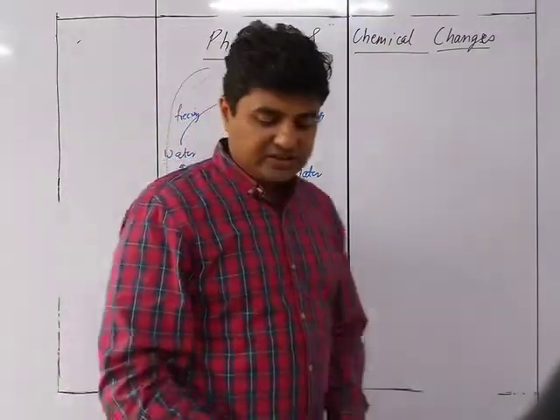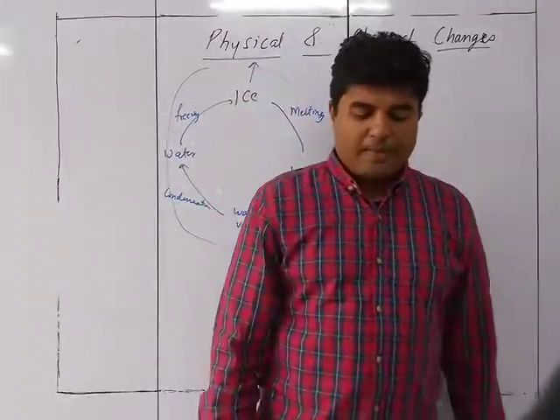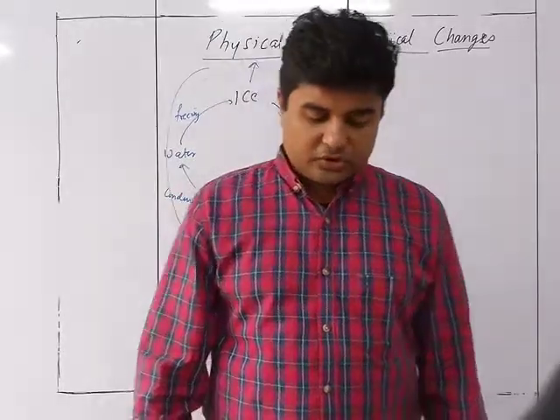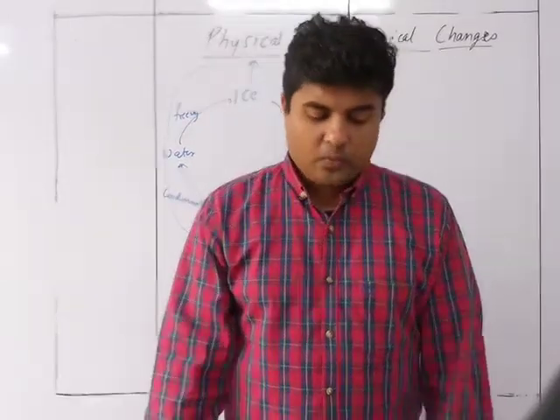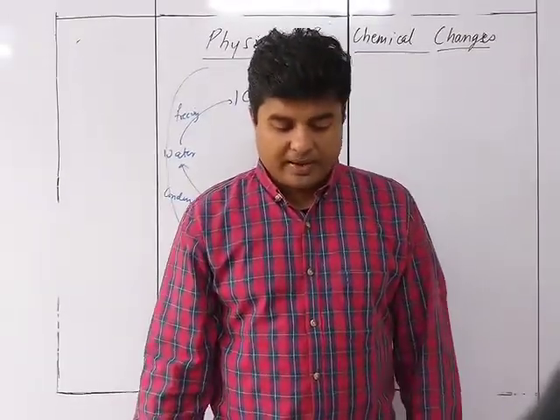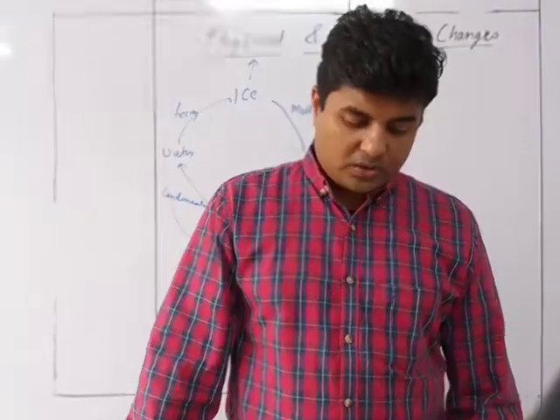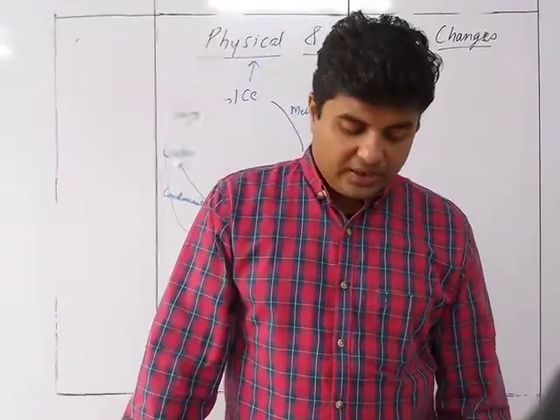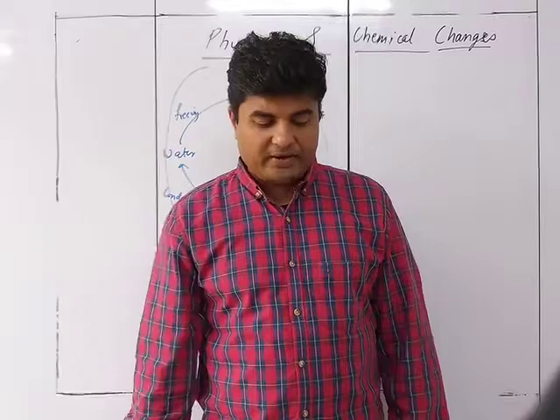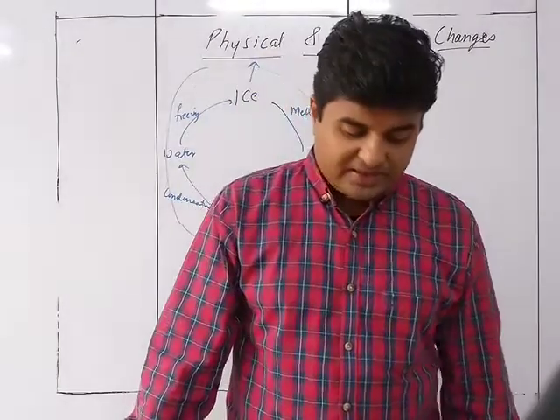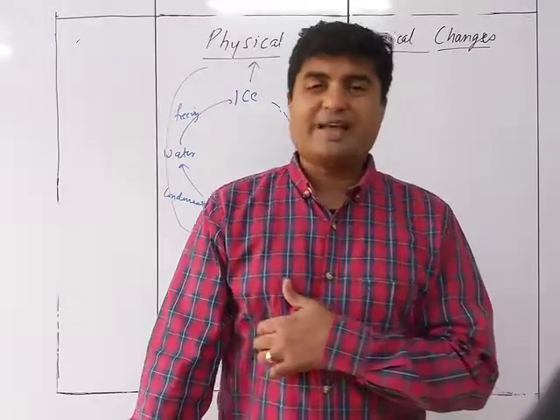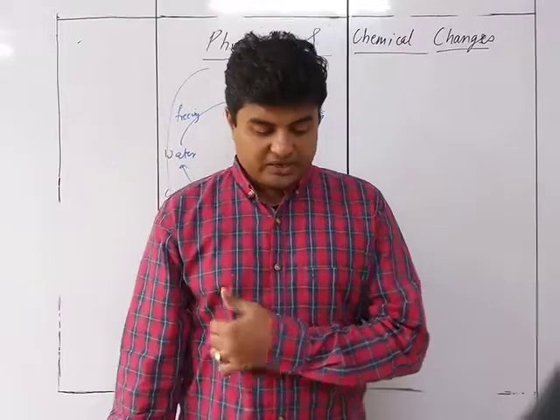So in physical change, ice turns to water by melting, and water turns to water vapor by vaporization. Water vapor then condenses to water by condensation, and water freezes to ice by freezing. So these are the first examples of physical change.